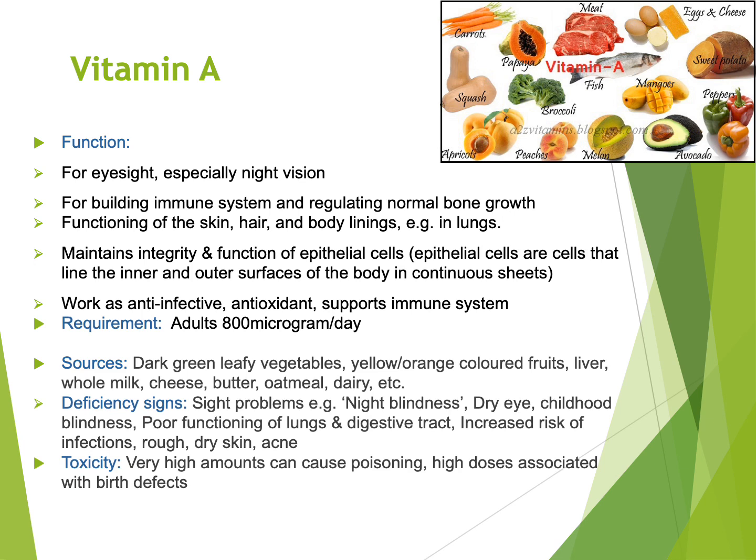The requirements for adults are around 800 micrograms per day, and some of the best sources of this vitamin are sweet potatoes, dark green leafy vegetables, yellow and orange colored fruits, liver, cheese, and butter. Some of the deficiency signs include sight problems like night blindness, dry eye, childhood blindness, poor functioning of lungs and digestive tract, and the increased risk of infections. There's also a toxicity component associated with this vitamin because very high amounts can cause poisoning and high doses are associated with birth defects.